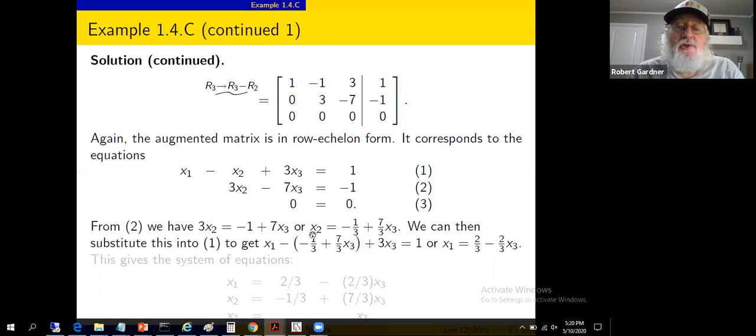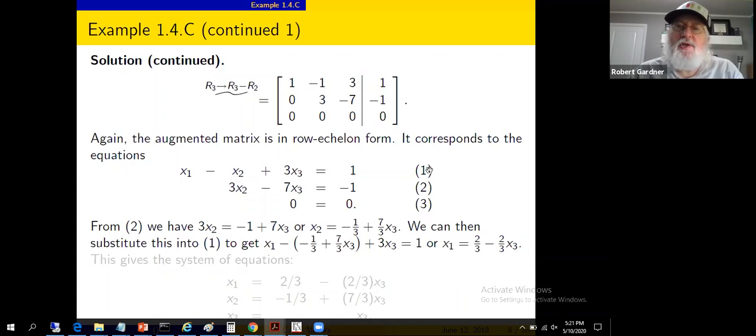Let's substitute into equation 1 this thing for x sub 2. So we had x sub 1 minus x sub 2 plus 3x sub 3 equals 1, and we know this thing with the thirds in it is equal to x sub 2. Do your arithmetic, solve for x sub 1, get all the other stuff on the other side, and trust me, you get 2 thirds minus 2 thirds x sub 3. So we found x sub 2 in terms of x sub 3, and x sub 1 in terms of x sub 3, using the second and first equations respectively.